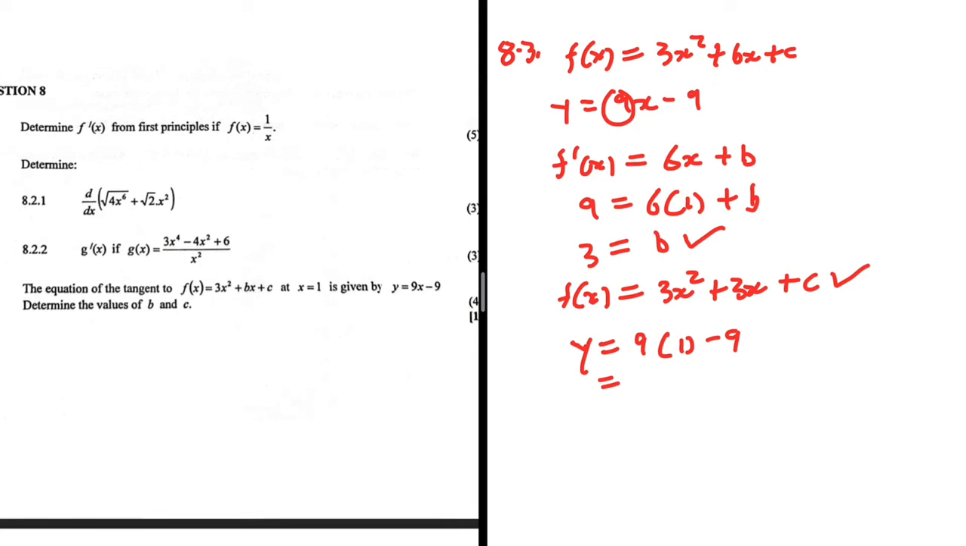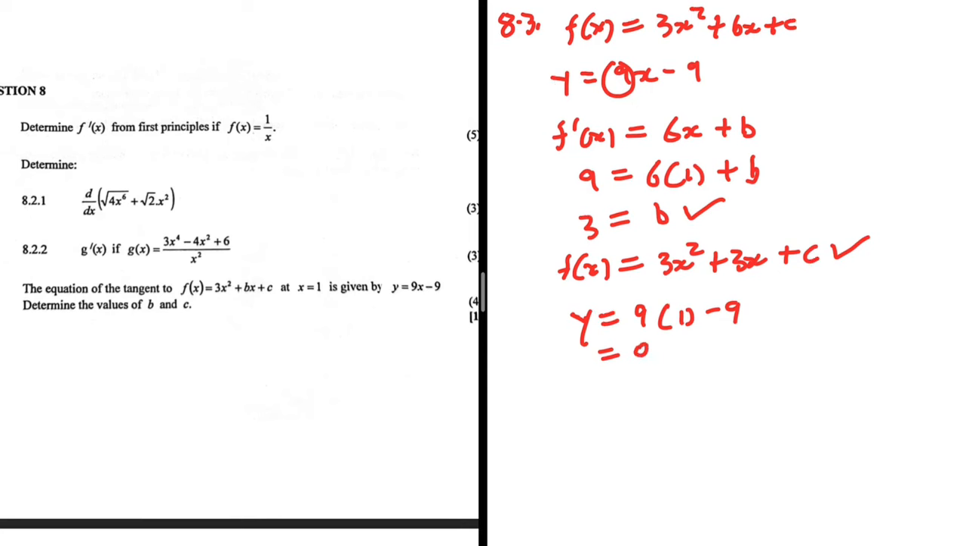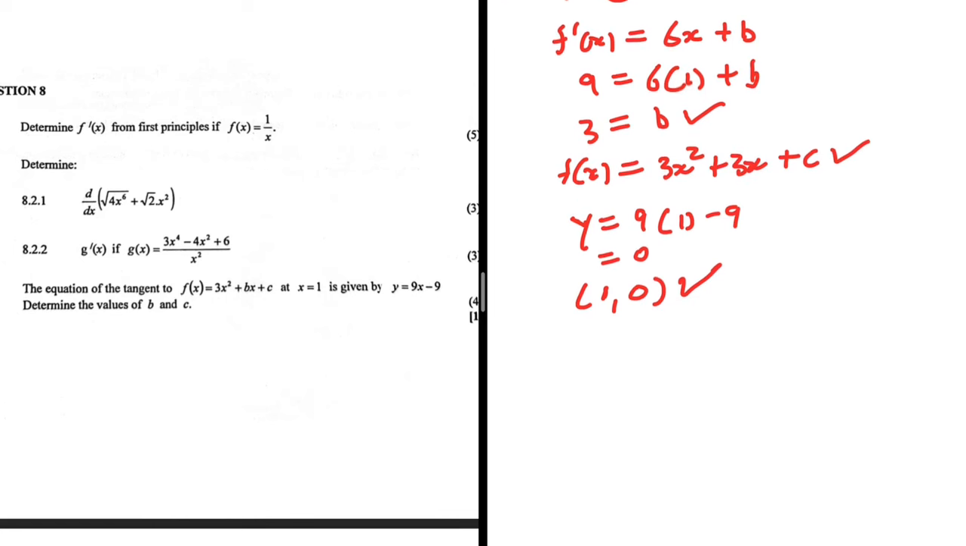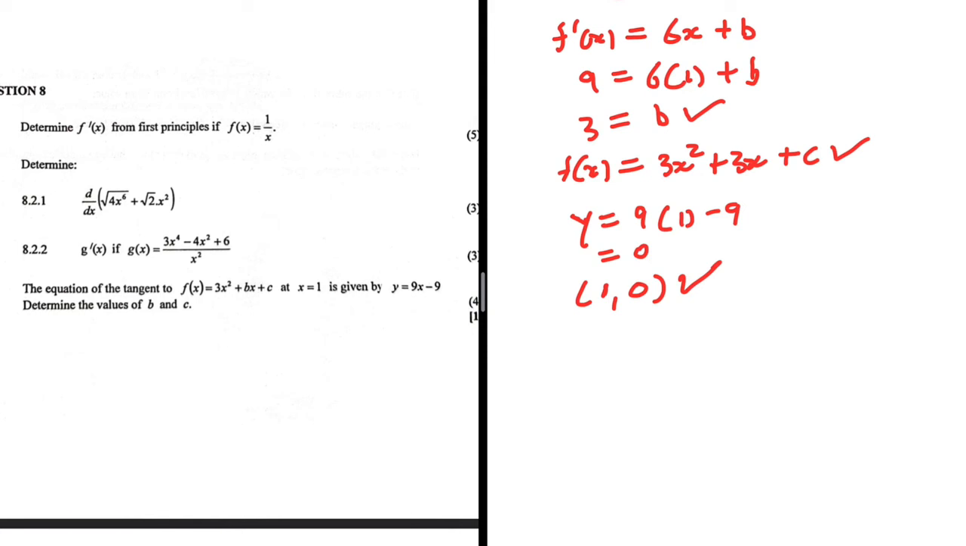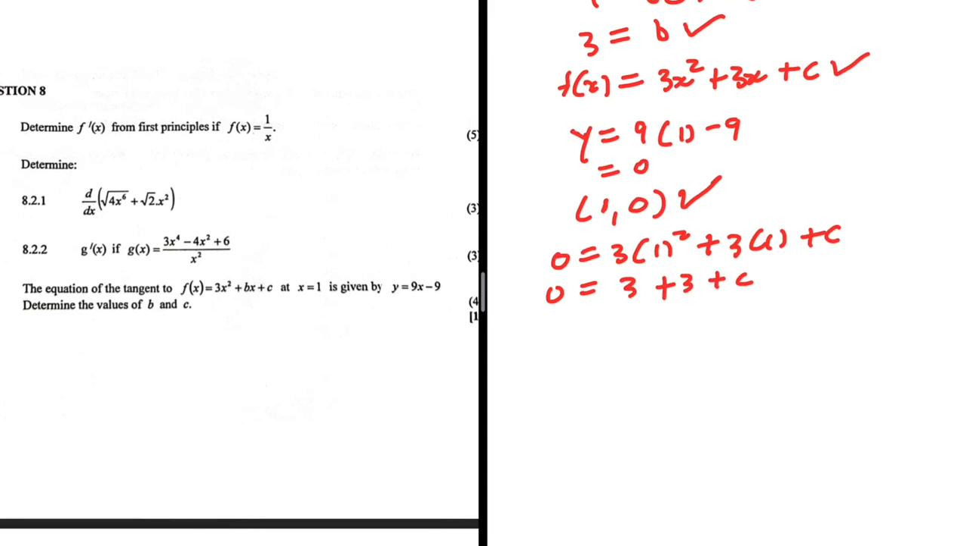So 9 multiplied by 1 is 9, minus 9 is 0. So when x equals 1, the y value is 0, right? And when x equals 1, the gradient is 9. Those two things can be correct at the same time. There's no issue there. So if we substitute that point into f of x, we have 0 equals 3 multiplied by 1 squared plus 3 multiplied by 1 plus c. So 0 equals 3 plus 3 plus c. 3 plus 3 is 6, so minus 6 is equal to c.